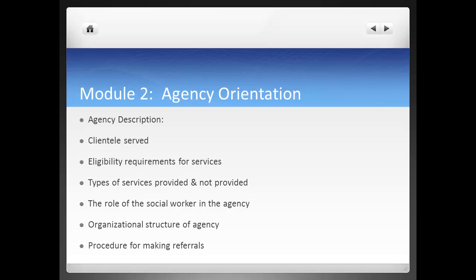Another important part of an agency orientation is a comprehensive agency description. So providing students with information about the clientele served, including eligibility requirements for services, the types of services provided, and also services that are not provided. Talking at length with the student about what the role of the social worker in your agency is, providing an overview of the organizational structure of your agency, and finally, any procedure that is in place for making referrals.